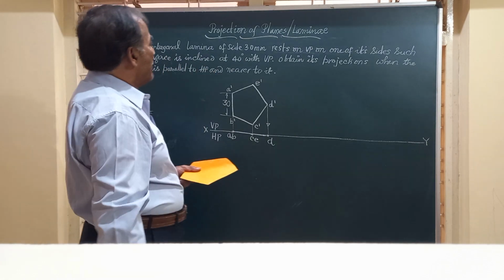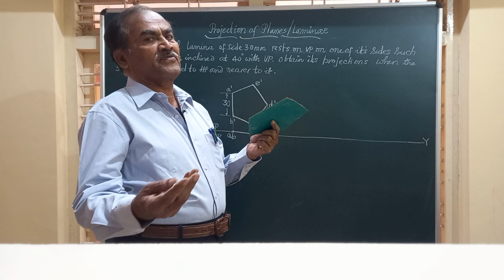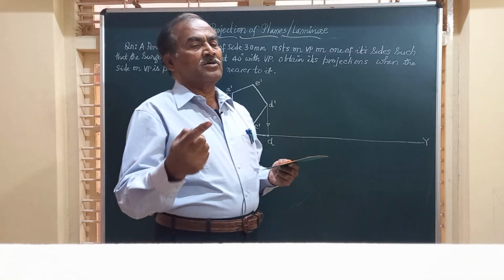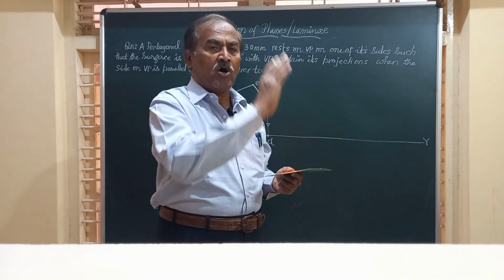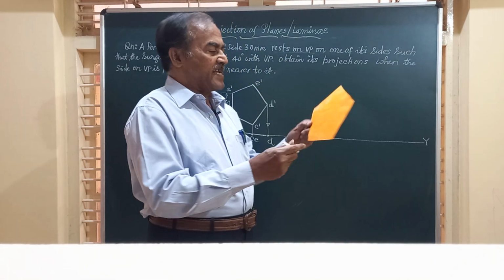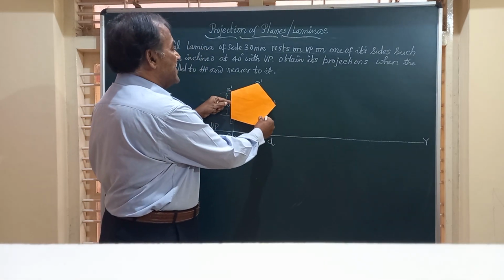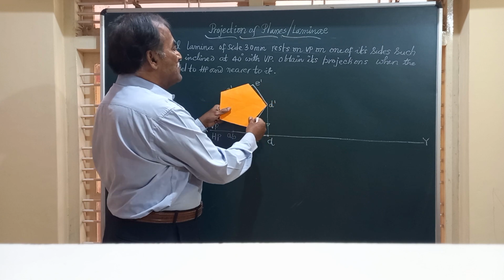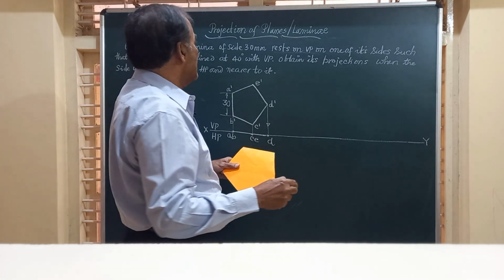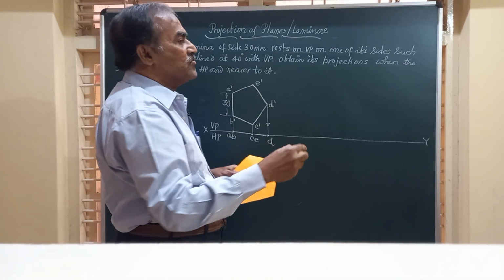A pentagonal lamina of side 30 rests on VP on one of its sides. So it's a clear indication that we have to place the lamina on the vertical plane such that one of the sides of that lamina is perpendicular to the XY line, and obtain the top and front views of the lamina. Friends, next he says that the surface is inclined to VP.